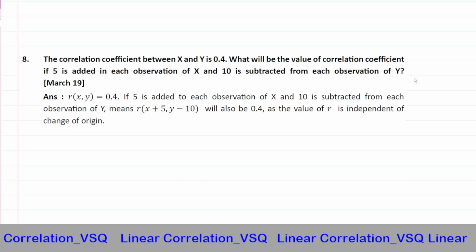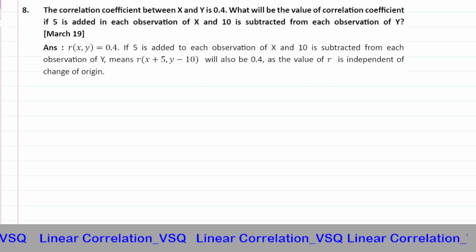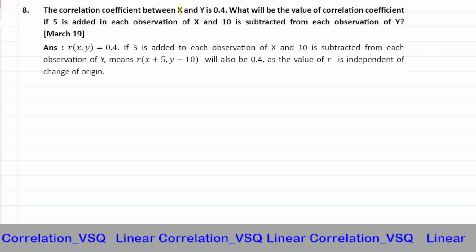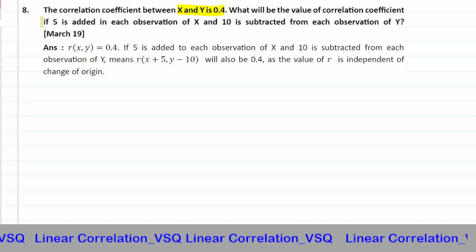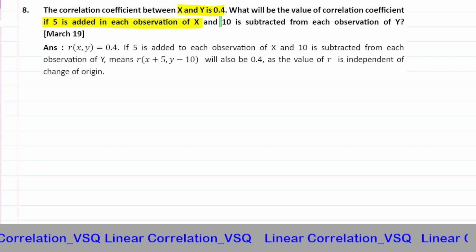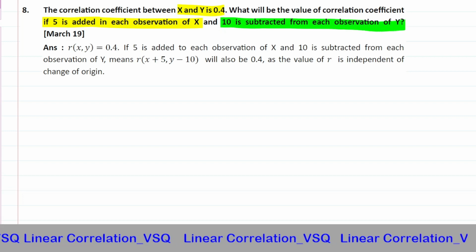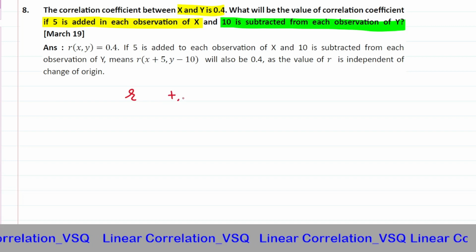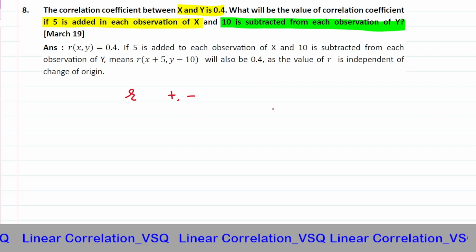Question number 8, asked in March 2019: the correlation coefficient between x and y is 0.5. What will be the value of the correlation coefficient if 5 is added to each observation of x and 10 is subtracted from each observation of y? We know that the correlation coefficient r is free from the effect of origin and scale. The effect of origin means the effect of plus and minus.